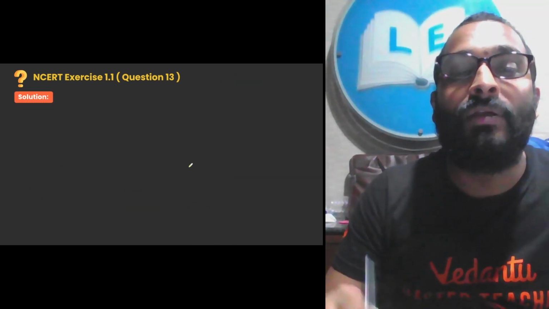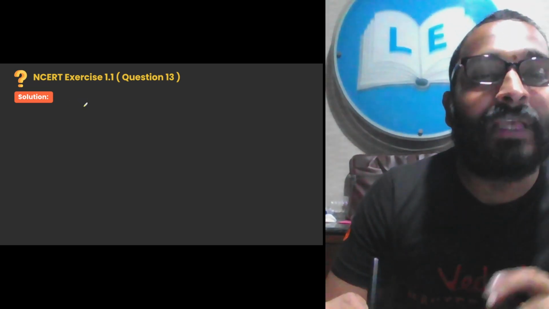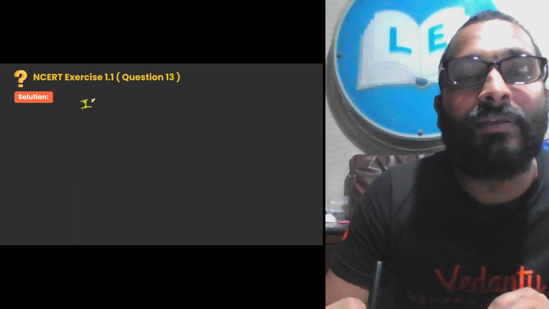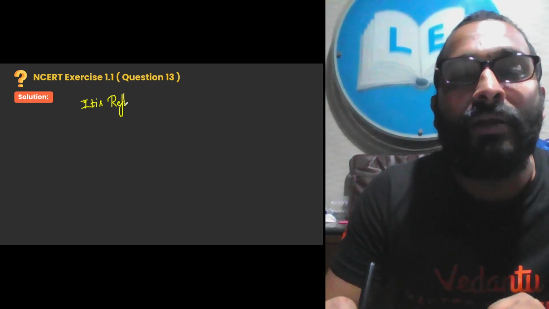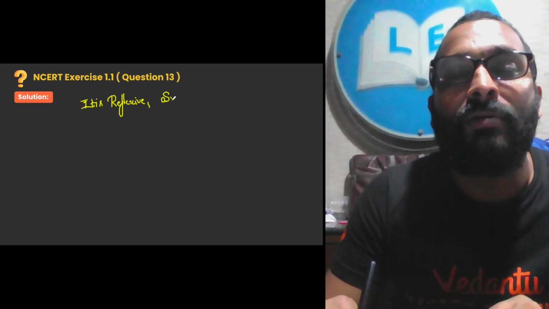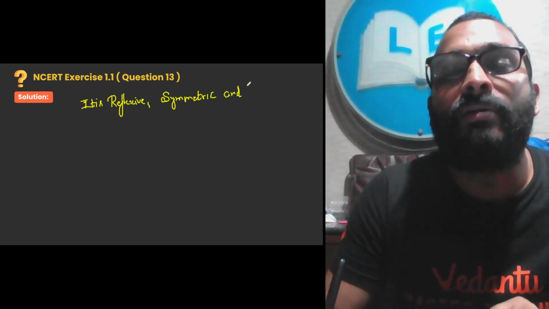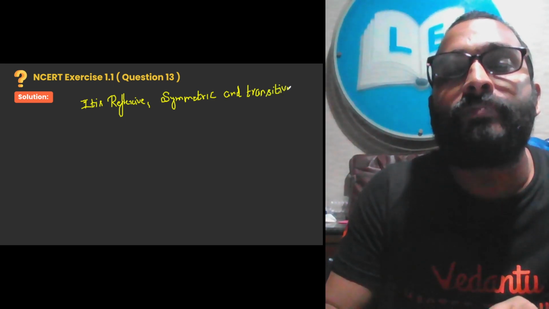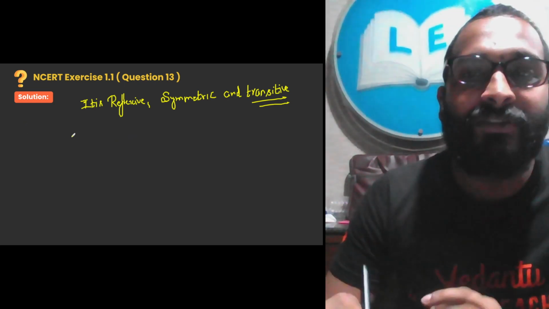Now you got to know it is transitive. So what can we write, children? The relation where P1 and P2 are polygons with the same number of sides is reflexive, symmetric and transitive, right children? So this relation is reflexive, symmetric and transitive. Yes, children, this is clear.